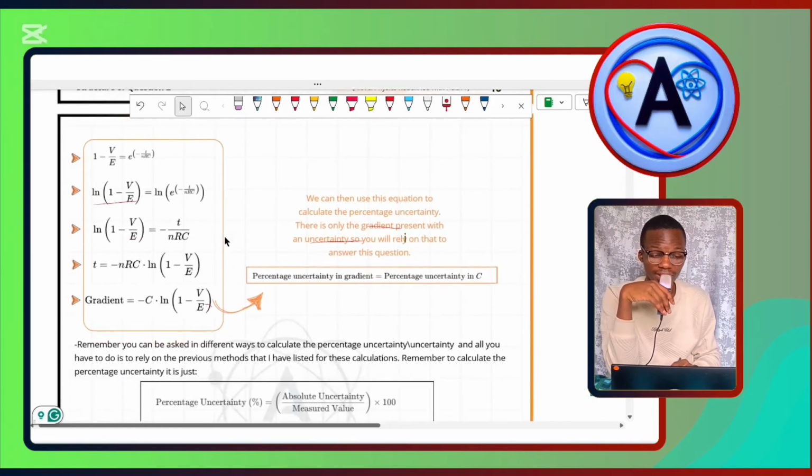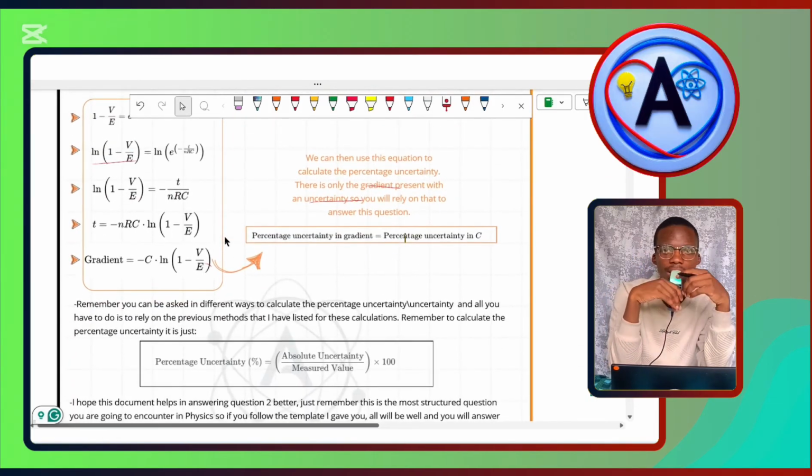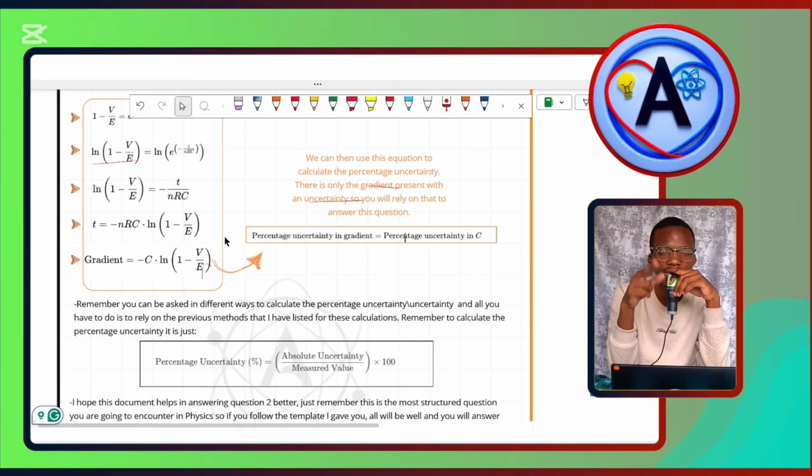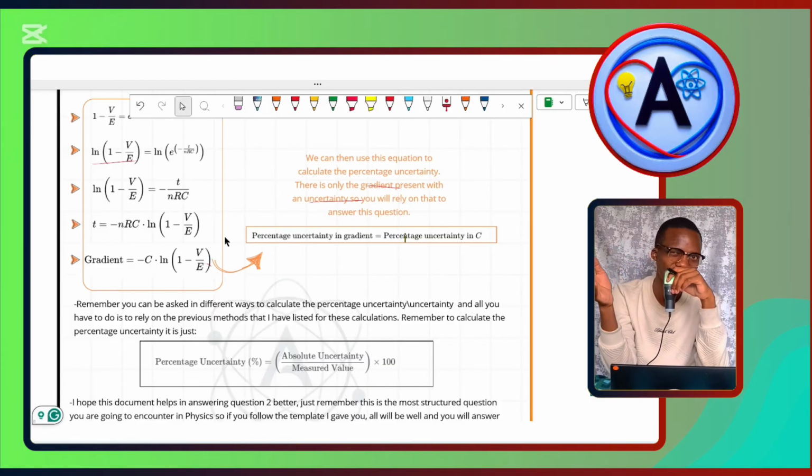I know this might be a bit difficult for you to understand, especially this part, but what I'm doing is playing around, number one, with equations, trying to create a formula and trying to figure out which constants in that formula have an uncertainty. If they do, that's the uncertainty that I use, right? And I understand you might not be getting it, but the moral of the story: percentage uncertainty is just absolute uncertainty over measured value times 100. You find that.